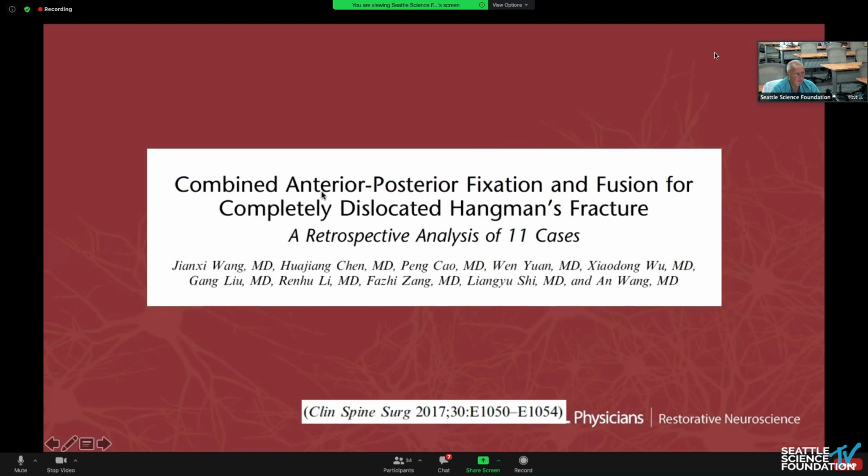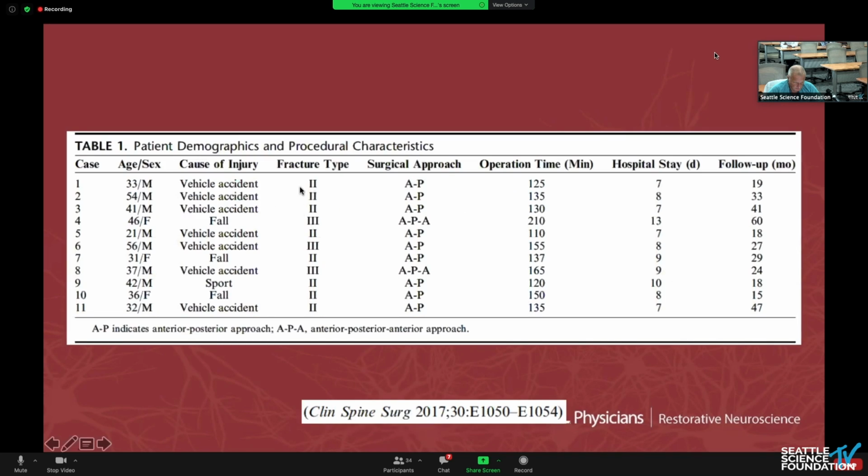This paper then shows the group of patients that underwent anterior and posterior surgery. They showed that for various type 2 and type 3 fractures, an anterior posterior approach resulted in really excellent outcomes. I think that is a question that has not been totally answered in the literature: should we be doing more anterior and posterior approaches for some of these highly unstable fractures, given some of the failures that we presented today?